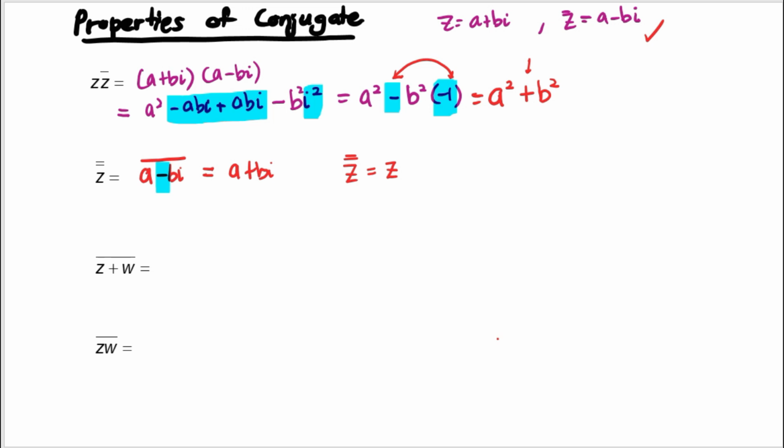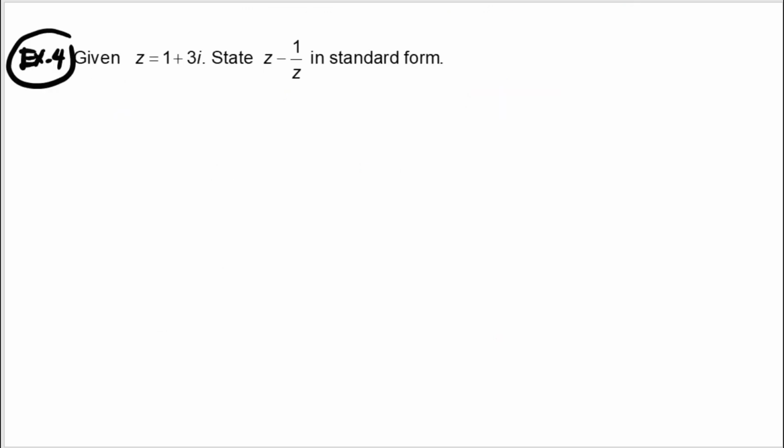And we can actually try to prove that the conjugate of z plus w is equal to z bar plus w bar. You can try to show this, and also the product z bar w bar. Okay, so we have something like this. That is the properties of the conjugate.